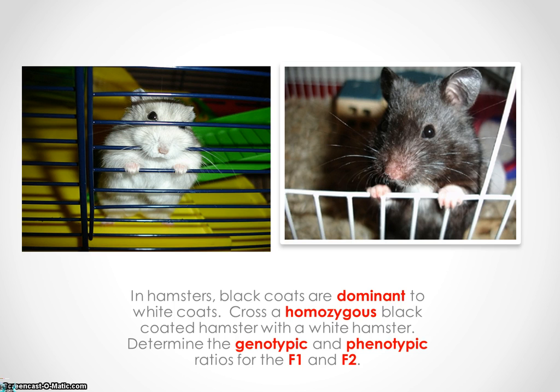When we do these problems, we're going to want to determine the genotypic and phenotypic ratios for both the F1 and the F2. The genotypic ratio tells us what alleles they have. Are they big B, little b, or little b, little b? The phenotypic ratio tells us what they look like. Phenotype is, are they black or are they white? But just knowing the color may or may not tell us what their genotype is.